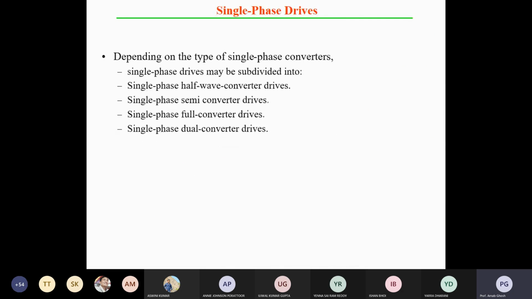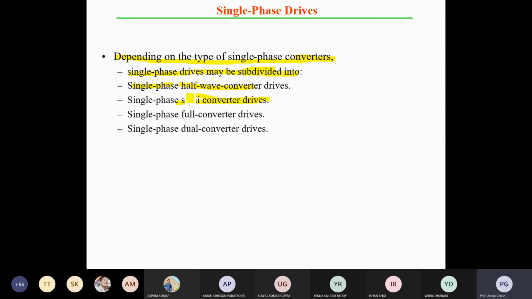So what are the important things for single phase drives? Important portions depend on the type of single phase converter you are using. Single phase drives may be subdivided into 4 types. Single phase half wave converter. Half wave converter means you are considering only the half cycle. AC has 2 half cycles, na? So you are considering only one half cycle. Then single phase semi converter.